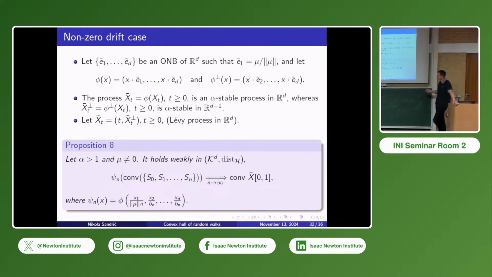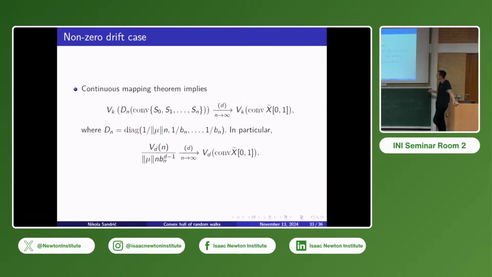So again, the first component I scale with the strong law of large numbers scaling. So this is the drift direction, and the rest is this weak convergence scaling. So these are this Bn, recall it's n to the power 1 over alpha times this slowly varying function. And then I get this thing here in the limit.